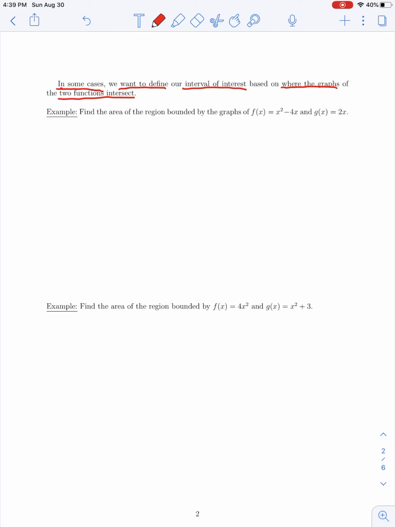So in this next example, we want to find the area of the region bounded by the graphs of f of x, which is x squared minus 4x, and g of x, which is 2x. As I mentioned in that first example, we often want to sketch the graph of the given functions, and in order to sketch the graphs of these functions, we might need to determine the points at which they intersect.